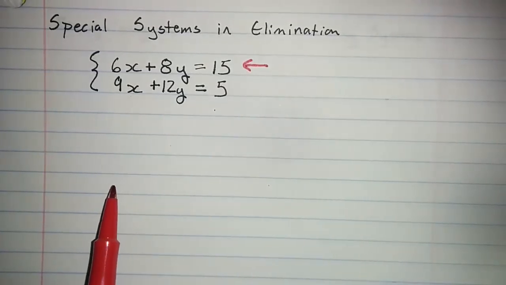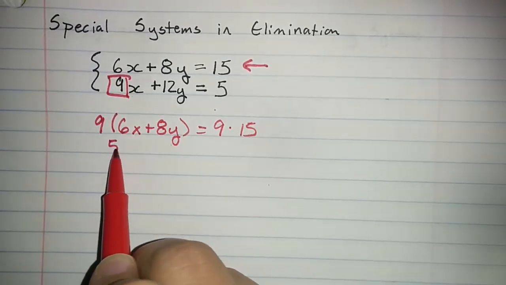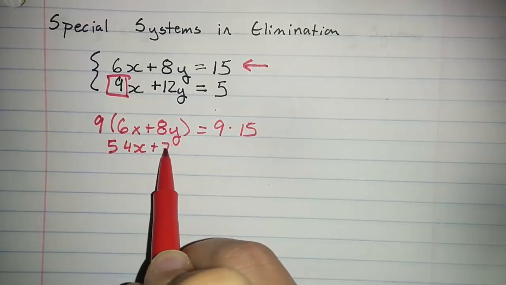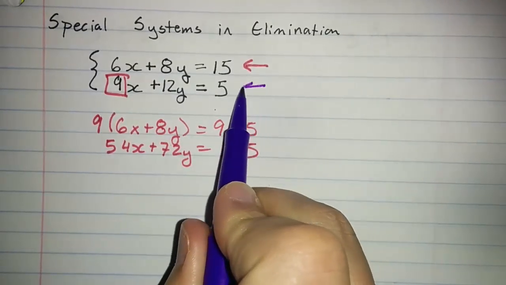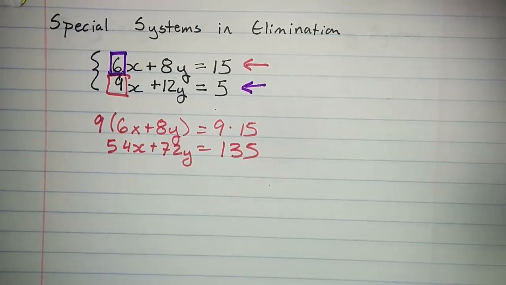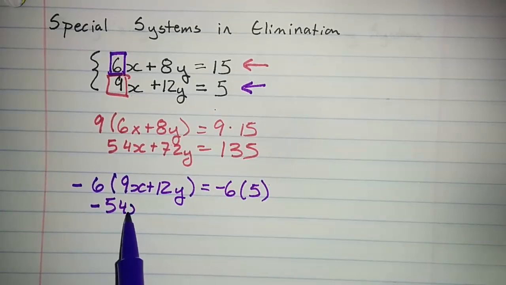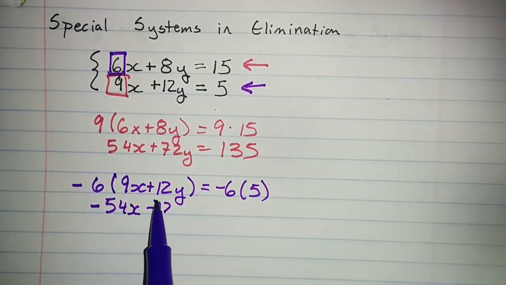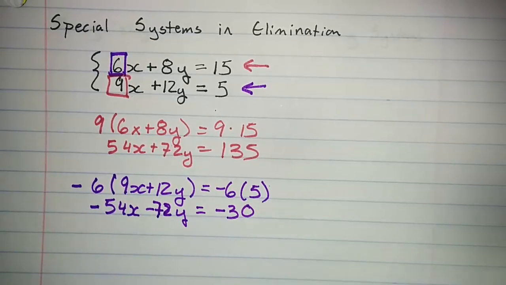So, I'm going to multiply both sides of the first equation by 9. I'll get 54x plus 72y equals 135. Now I'm going to multiply both sides of the second equation, not by 6, but by the opposite of 6. I'll get negative 54x minus 72y equals negative 30. That's interesting.